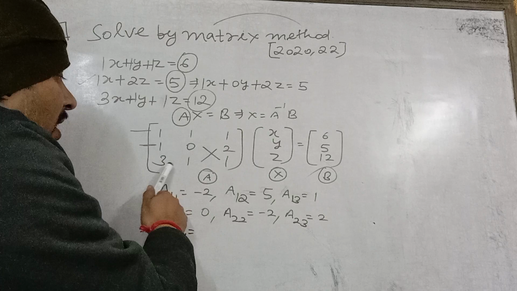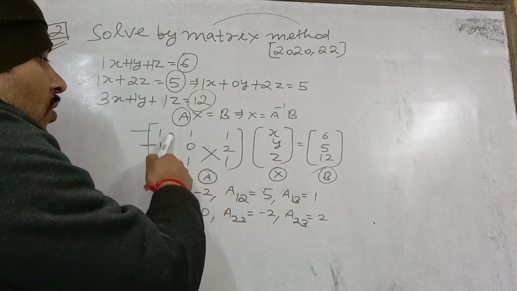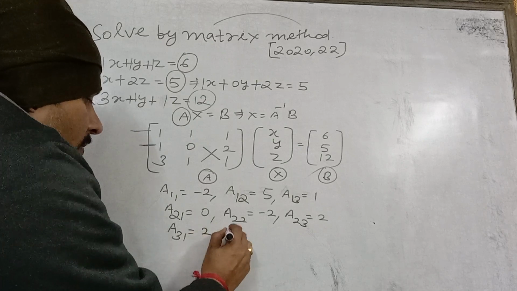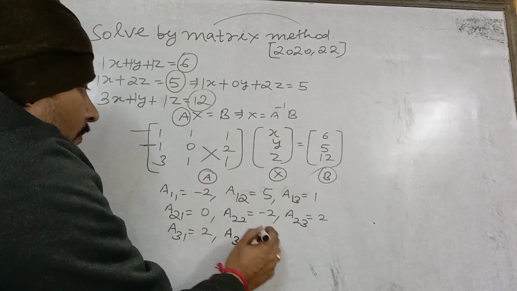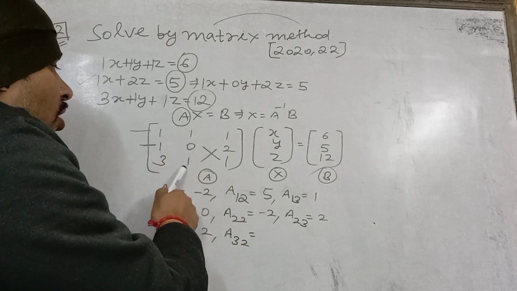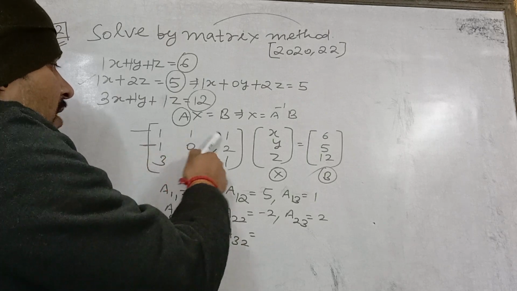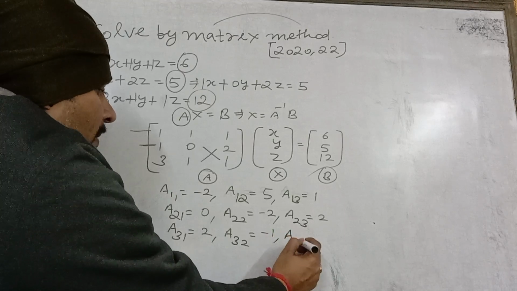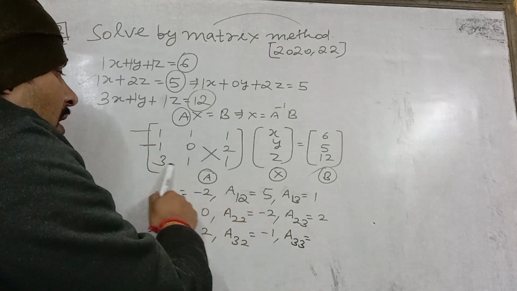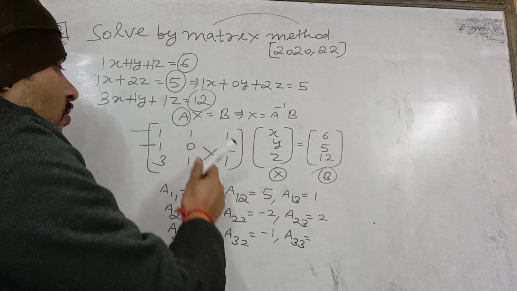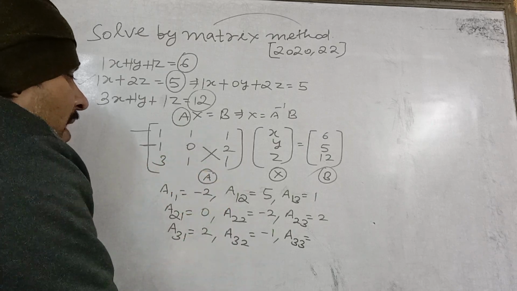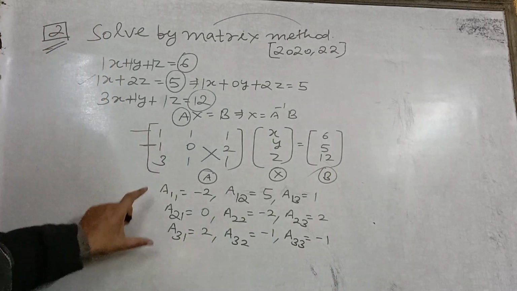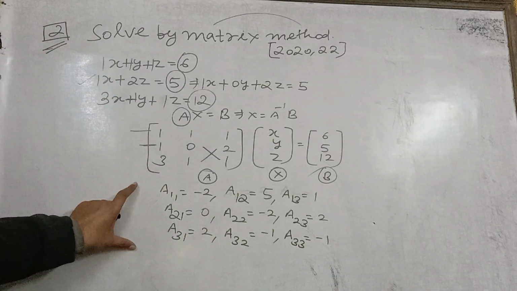Now third row, first column, it means 2 minus 0, that is the 2. Third row, second column, it means 2 minus 1, 1. So it is minus 1. And third row, third column is that 0 minus 1, that is the minus 1. So this value becomes minus 1. All values are found by this method.